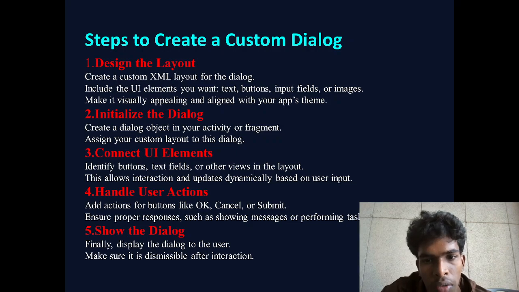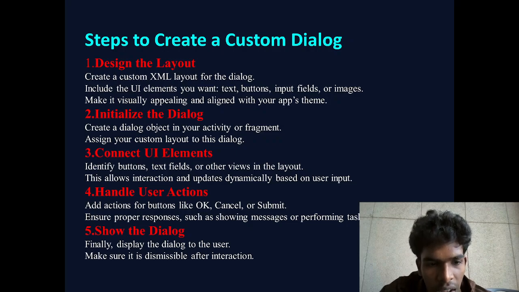Next, initialize the dialog. Create a dialog object in your activity or fragment, and assign your custom layout to this dialog. Then connect the UI elements. Identify the buttons, text fields, or other views in the layout. This allows interaction and dynamic updates based on the user input.